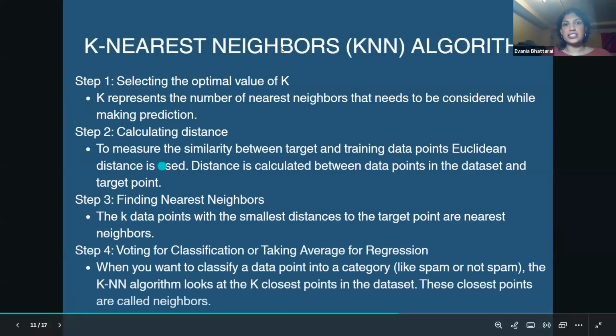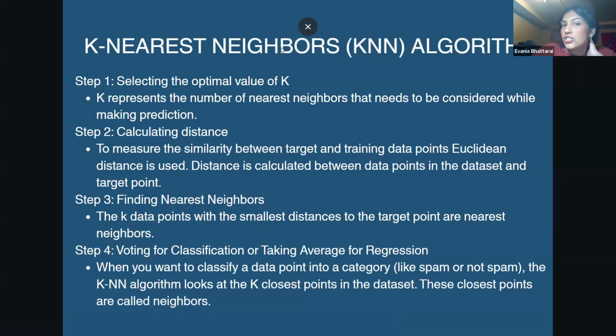And so, selecting the optimal value of k. Here I'm going to go over the steps of the algorithm, that way you can link it to questions on the lab. I believe this is question 2. Here you're asked to select the optimal value of k, where k represents the number of nearest neighbors that need to be considered when making a prediction. Step 2 would be to calculate the distance between these nearest neighbors, which allows us to measure the similarity between the target and training points.